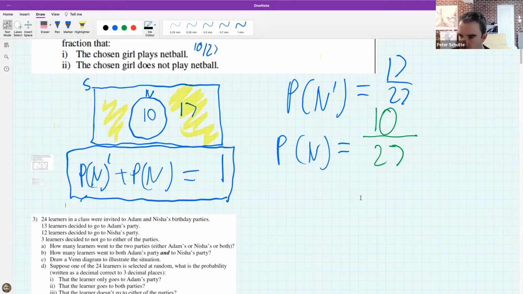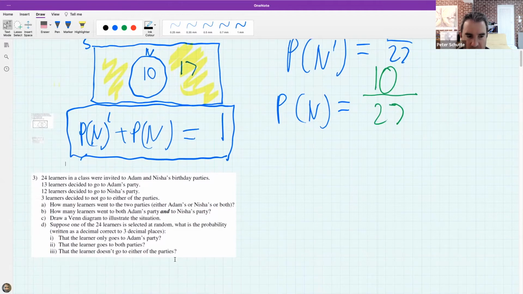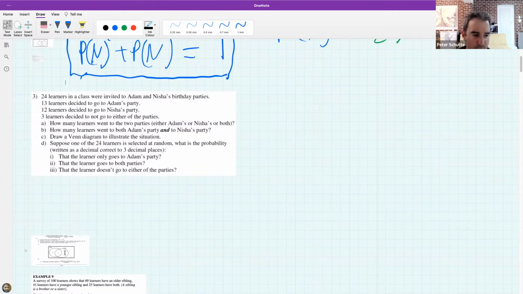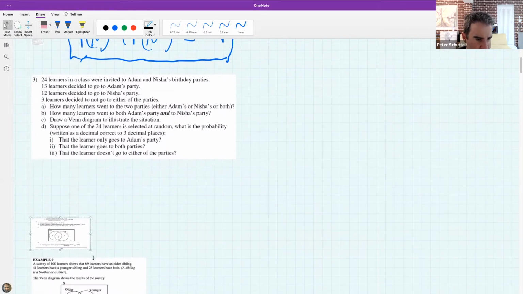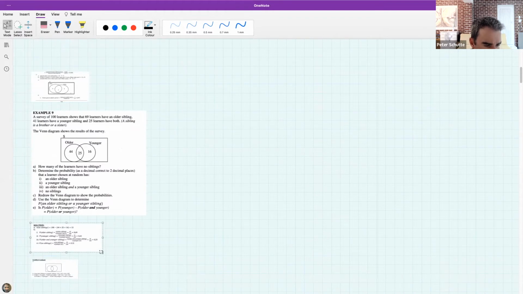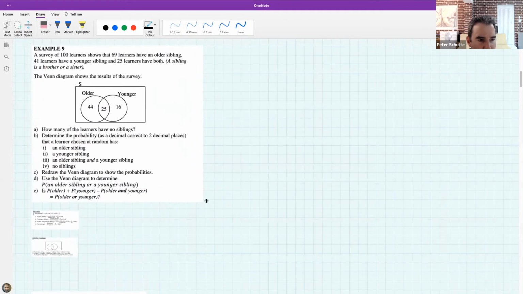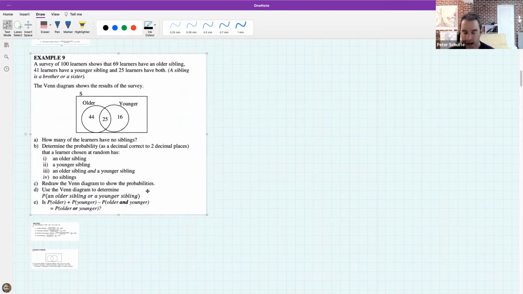Okay. Let's have a look at this next one. Let's try and do example 9 here, and then see if some of these ideas come through. The same idea will clarify. So I'm giving you a Venn diagram over here.